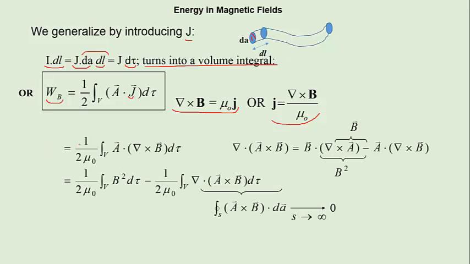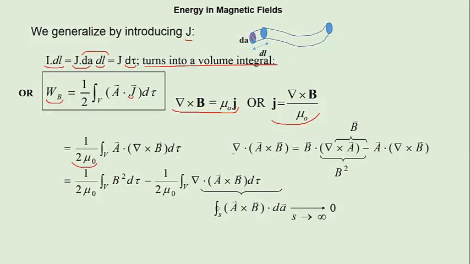So here it is. Here's 1/2 mu 0. This comes about because of this 1/2 and the mu 0. So that's this part right here. And then here's A dot J. So it's the volume integral of A dot del cross B d tau.